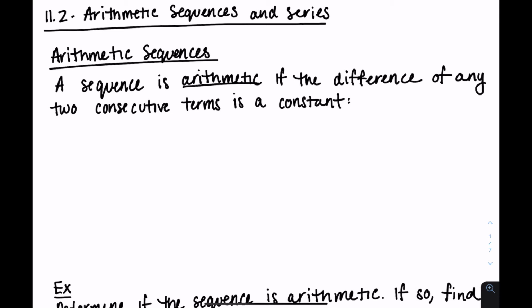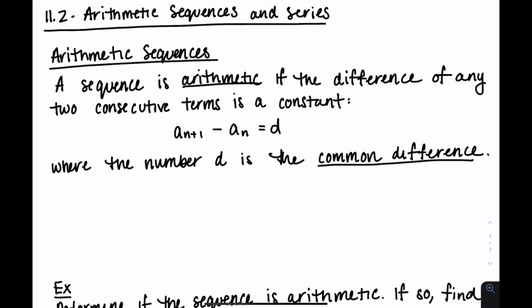The first special type of sequence and series we're going to talk about is arithmetic. So what that means is you have a special sequence where the difference of any two consecutive terms is constant. So if you look at the n plus 1 term minus the term right before it, it's going to be a constant, which we're going to call d.